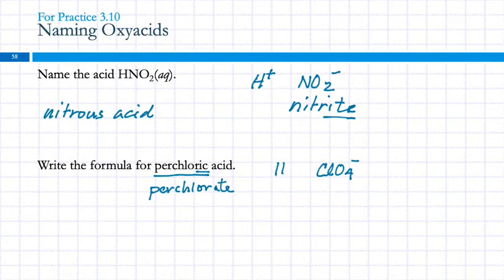So I'm going to write the formula for the perchlorate ion, and I've got hydrogen ions. And then I will use the charges of those to figure out how to put them together. The perchlorate is a -1 charge, so I only need 1 hydrogen. So HClO4, and then best to put AQ in parentheses. Any questions?